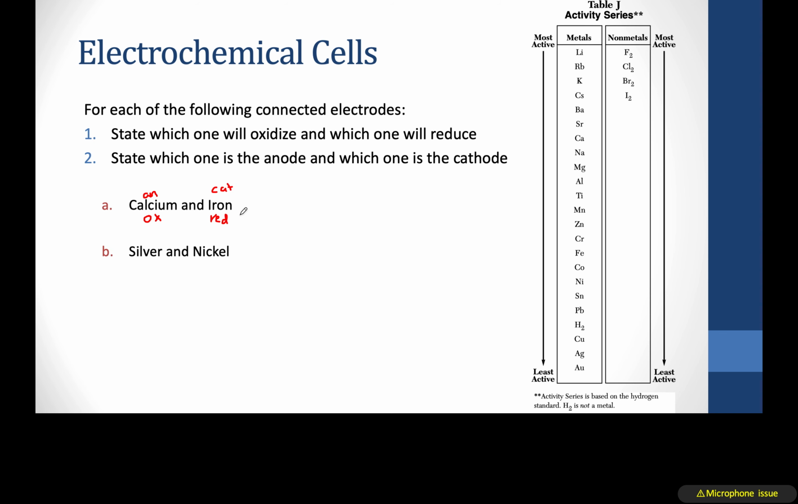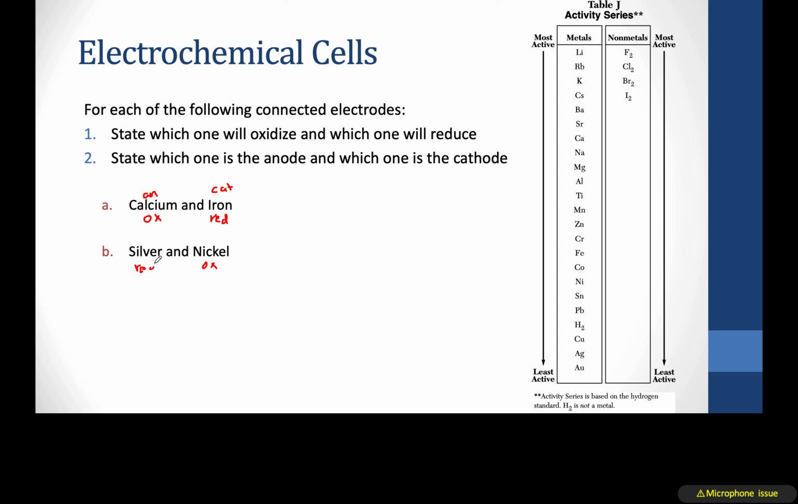Okay, let's keep going. So silver and nickel. Go ahead and pause. Silver is Ag, way down here. This is probably going to be reduction, right? And then nickel, yep, nickel's above it. Still, nickel's not very active, but it's more active than silver, okay? So the more active nickel is going to be oxidized, and silver is going to get reduced.